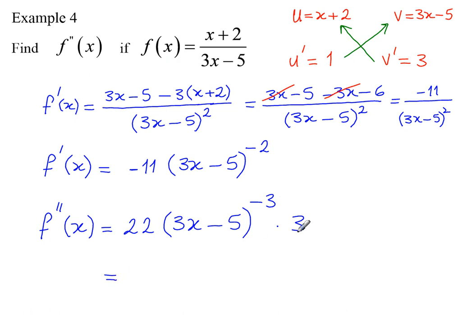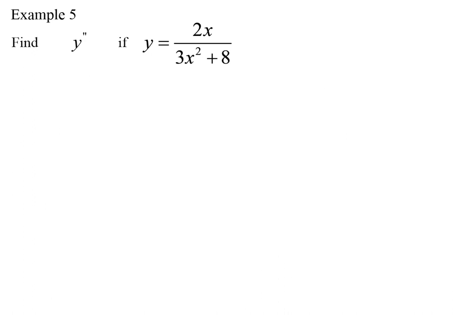So in its simplest form, that would be 3 times 22 is 66 over 3x minus 5 to the power of 3. So this is here f double dash of x in its simplest form. 66 over 3x minus 5 all to the power of 3.